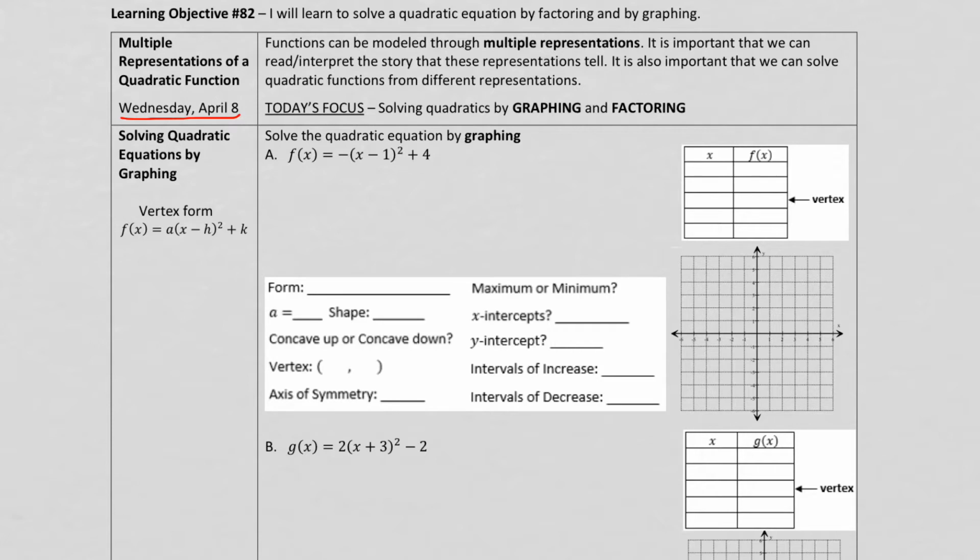So the goal today is going to be now to start to make connections between factoring quadratics and graphing quadratics. And there are many ways that we can represent quadratics, but today we're going to focus on graphing and factoring. And we're going to solve quadratics in these two ways.